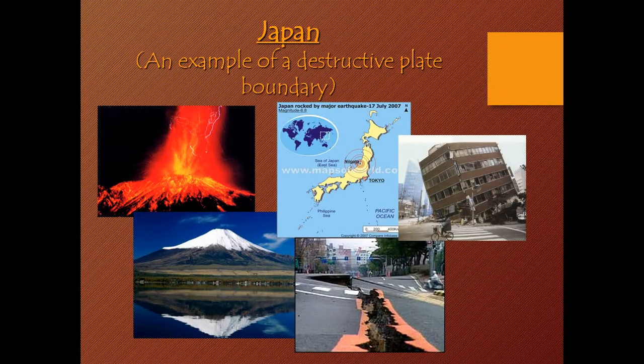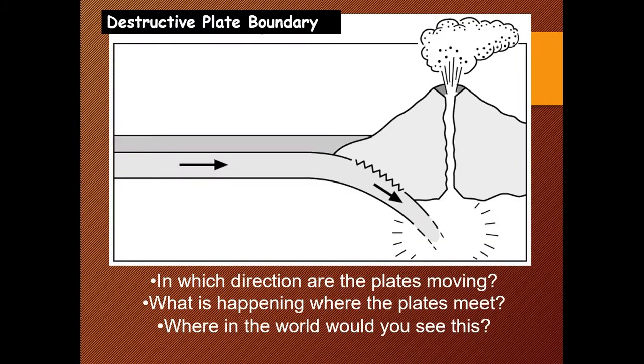Where in the world would you see this? Japan, which is on a destructive plate boundary, which can give a lot of problems, such as earthquakes and volcanoes from these two plates colliding. So you can use your own research as well. Please pause the video and then press play when you're ready to go on to your next plate boundary. Please remember, each section needs a diagram as well.